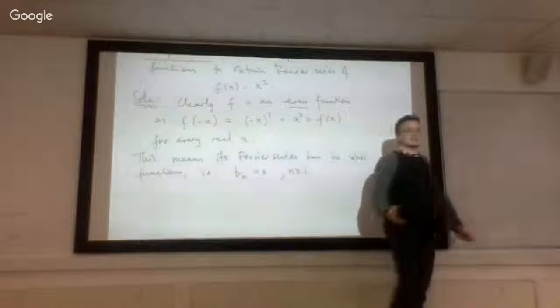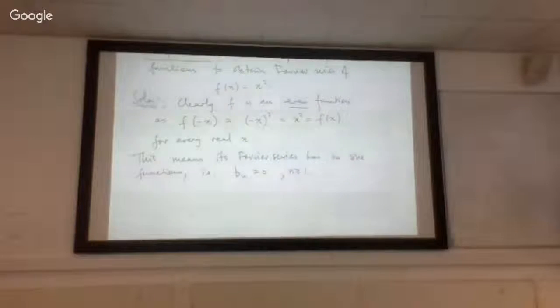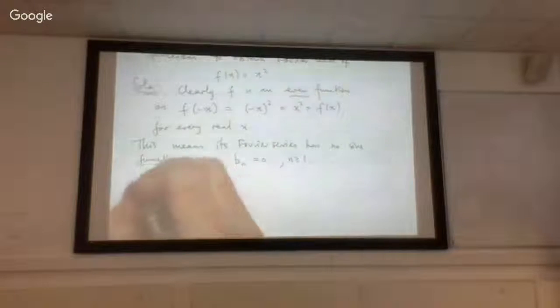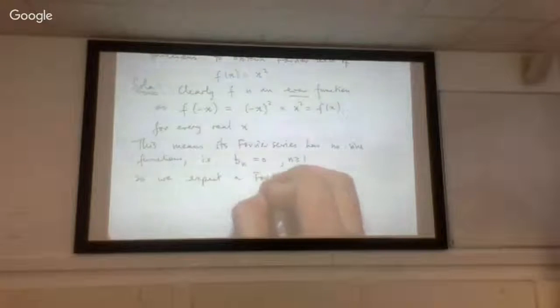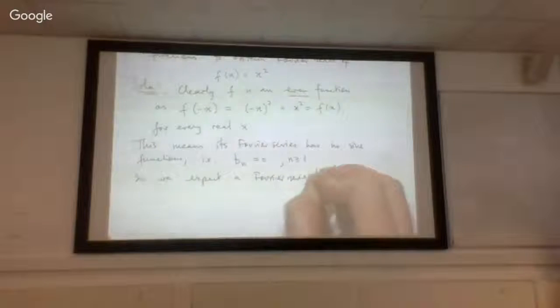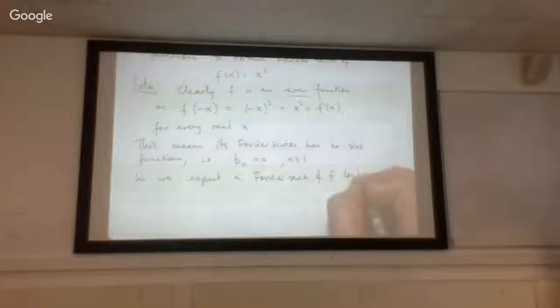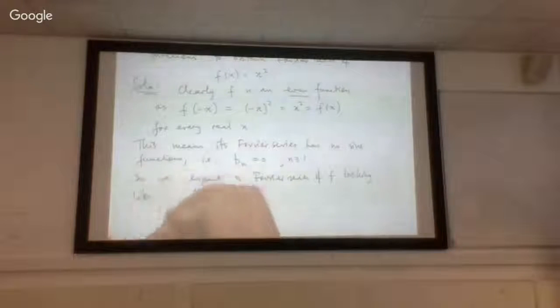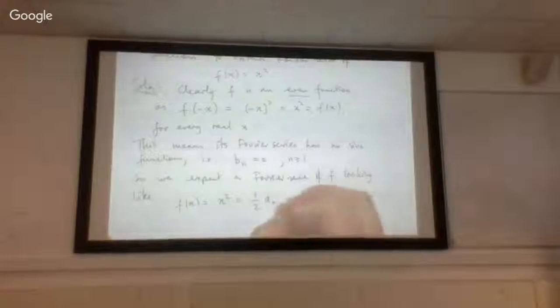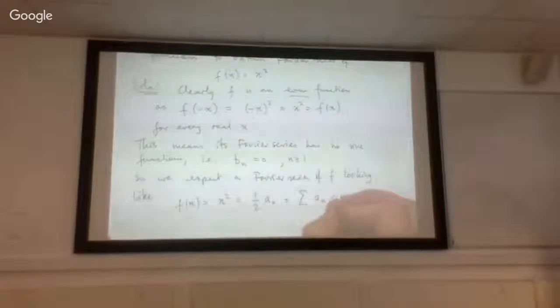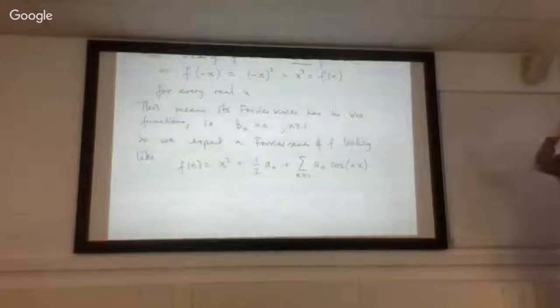But that won't be automatically so for the an coefficients. So we should go and work those out. So we expect a Fourier series for f looking like, f of x is x squared, and this is going to look like a half of a0 for some value of a0 plus the sum of an times cosine nx. So this is over every n bigger than or equal to 0. So that's the kind of Fourier series we expect.